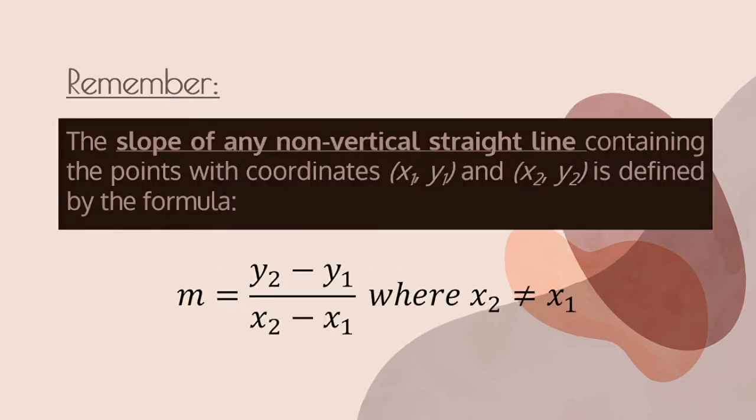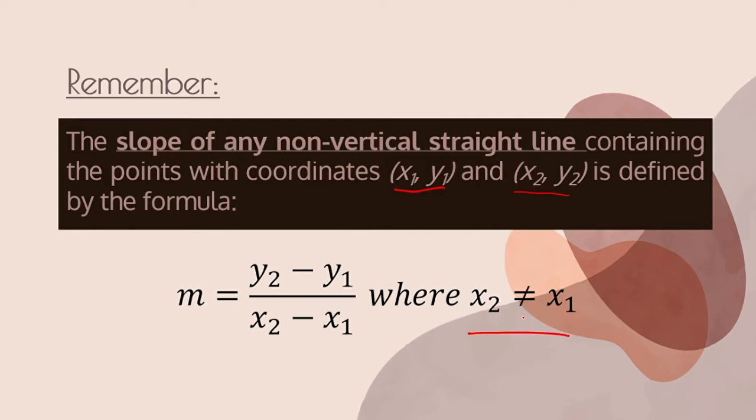Remember that the slope of any non-vertical straight line containing the points with coordinates x sub 1, y sub 1 and x sub 2, y sub 2 is defined by the formula m is equal to y sub 2 minus y sub 1 over x sub 2 minus x sub 1, where x sub 2 should not be equal to x sub 1.